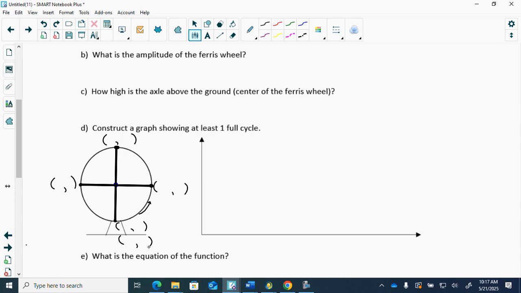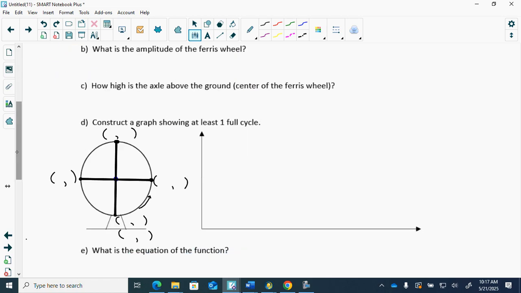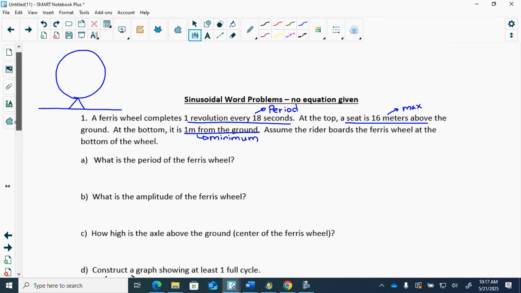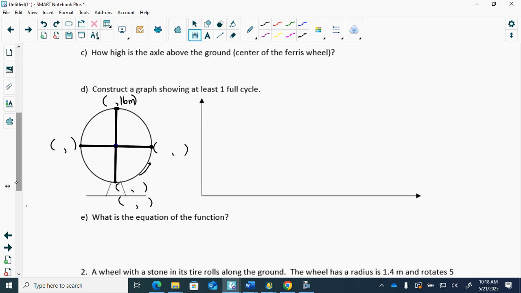Brilliant. Okay. So let's discuss. Time is always what variable? X. And the height is always y. So let's talk about height first. What was the maximum this Ferris wheel went to? 16. So I'm going to go to the y, and I'm going to go 16 meters. The bottom, the minimum is 1. So it's going to be 1 here and 1 here.